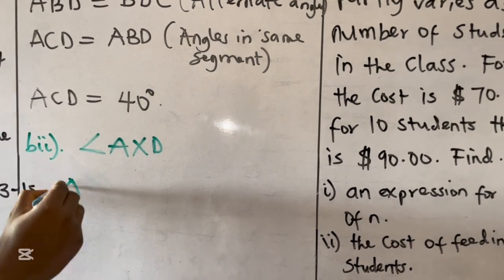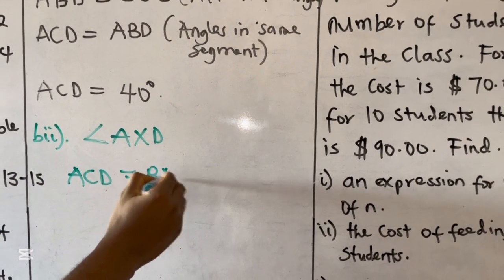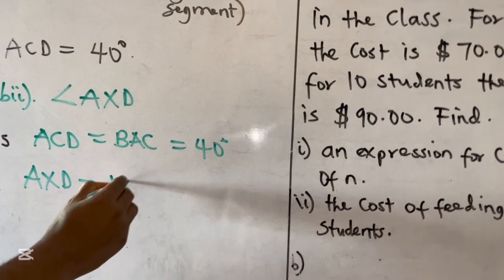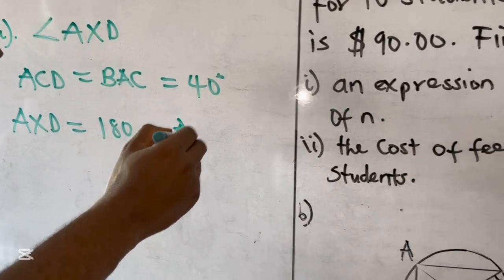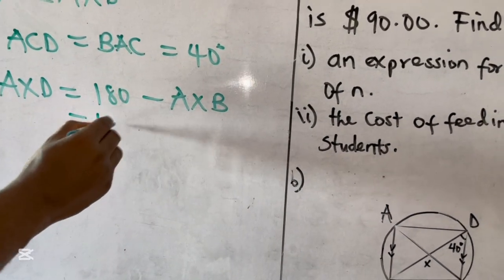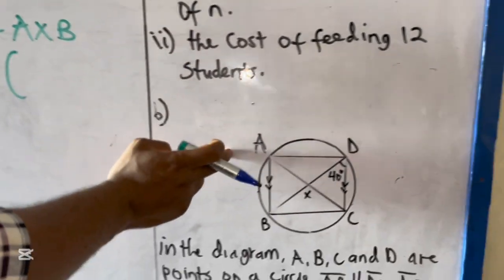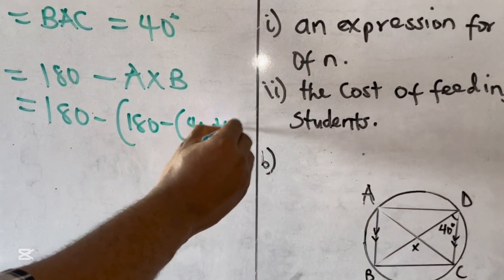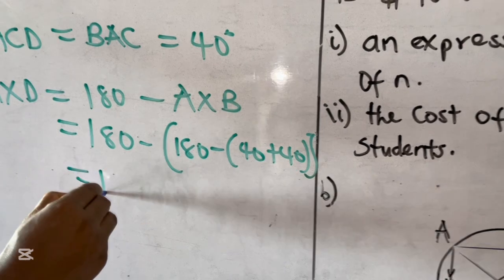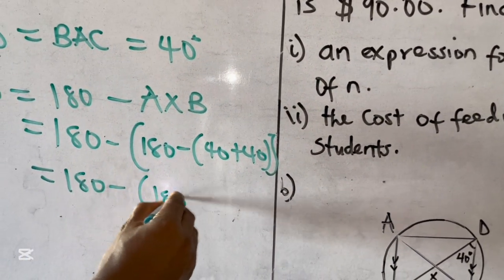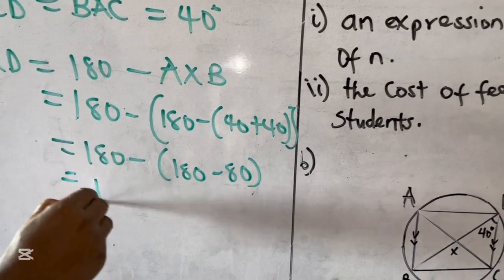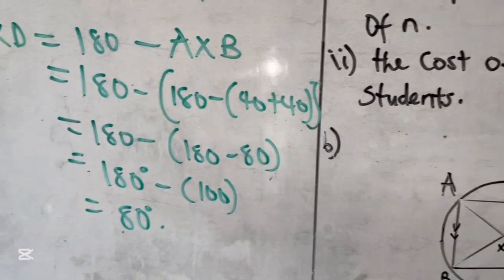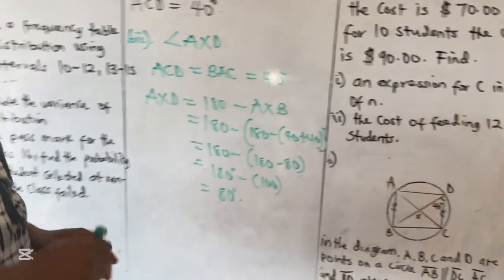AXD. So in this case now we know that ACD, the first question, is equal to BAC, which is equal to 40 degrees. So AXD will be 180 minus AXB. Alright, for AXB, that will give us 180 minus 40 plus 40. So this will give us 180 minus 80, so this will give us 180 degrees minus 100. This will give us 80 degrees. It therefore means that angle AXD is equal to 80 degrees.